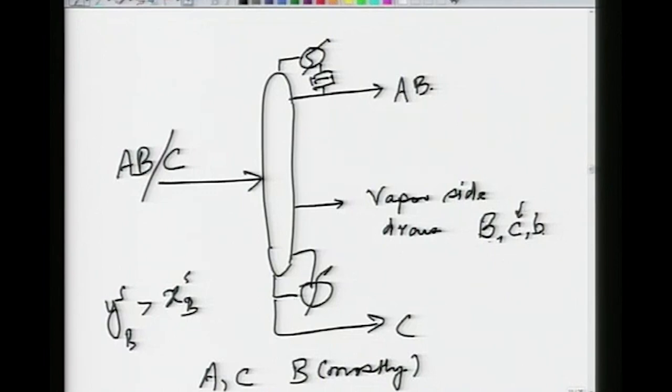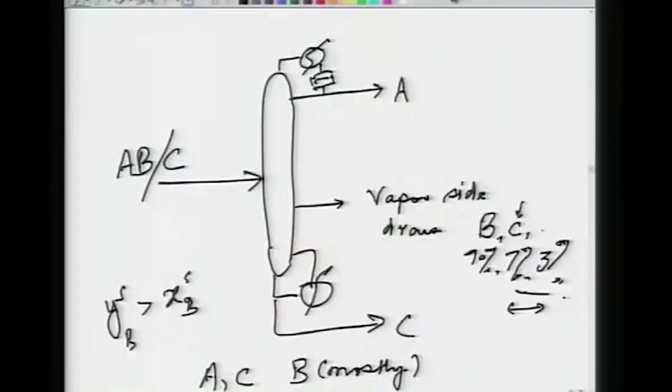Okay. So, let us say this may be, I do not know, 90%, 7%. And here, maybe 3%, something like that. This may actually interchange, that depends on where you are locating the side draw. But the point is, my side draw stream is essentially mostly B with a little bit of B and C impurities.